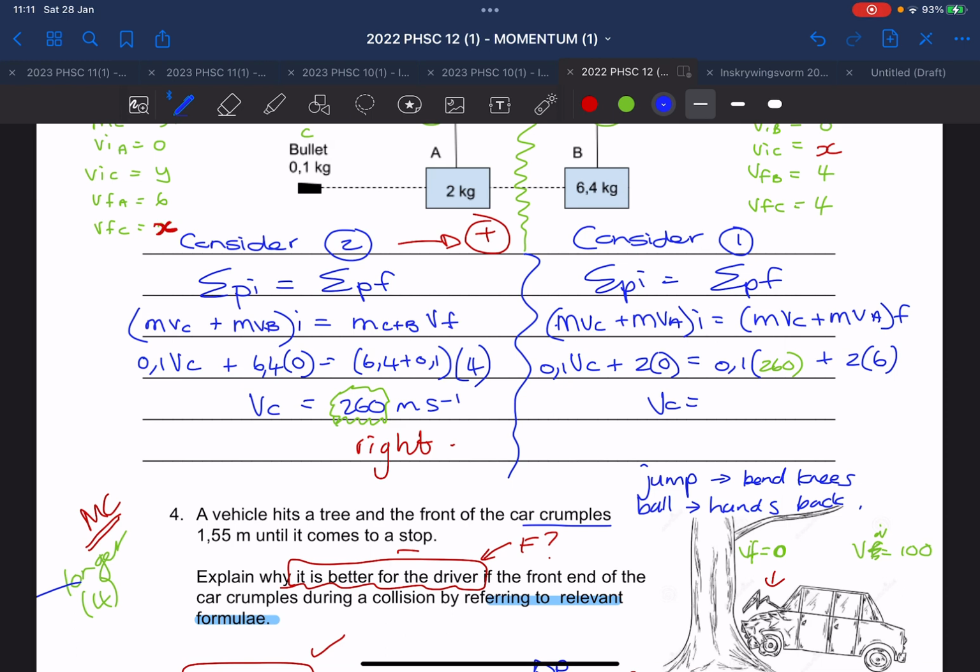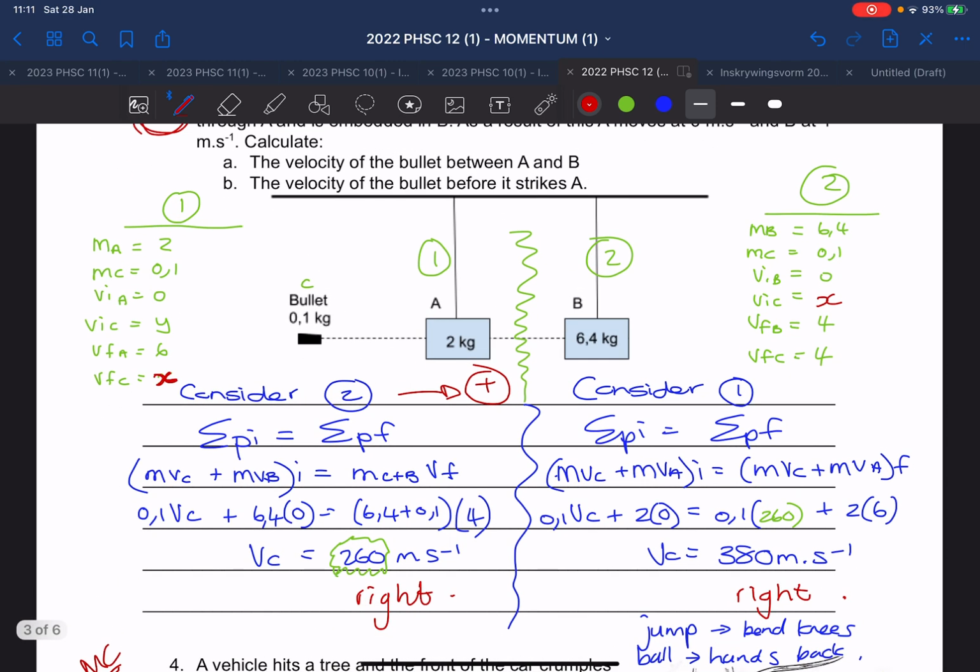Okay, what did you get? 380 meters per second. And because we chose to the right to be positive, and because our answer is positive, it means that's to the right. Does it make sense that here the velocity is 380 and here the velocity is 260? Does it make sense that it slows down after you pass through block A? Yes. Okay, so you think you're more or less on the right path.